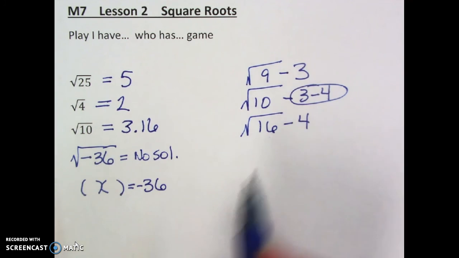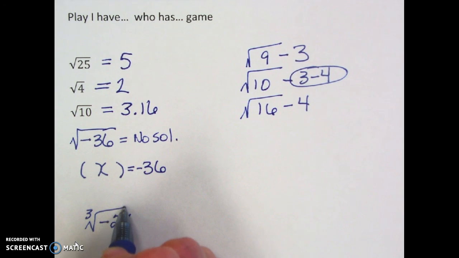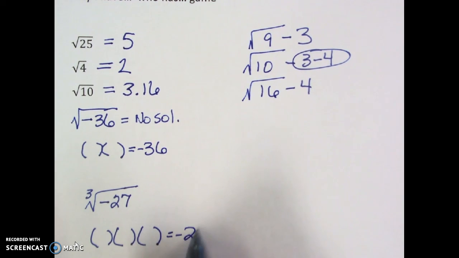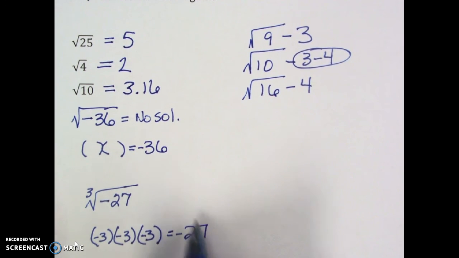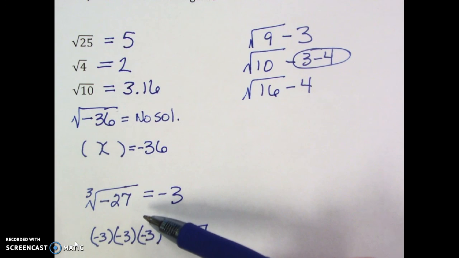Now, in the next lesson, we're going to be taking cube roots. If we're taking the cube root, we can take the cube root of a negative number because we're asking ourselves what number times itself 3 times gives you negative 27, and negative 3 times negative 3 times negative 3 gives you negative 27. So this does have an answer. So be careful. Don't assume all things that have a negative inside don't have an answer. It's just square roots that don't have an answer. Cube roots do have an answer.